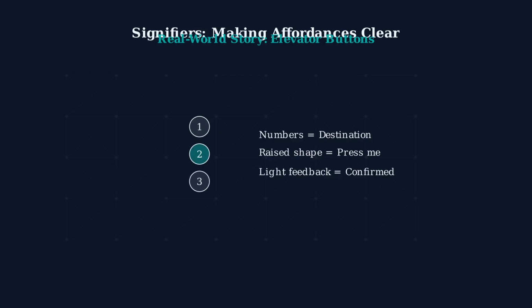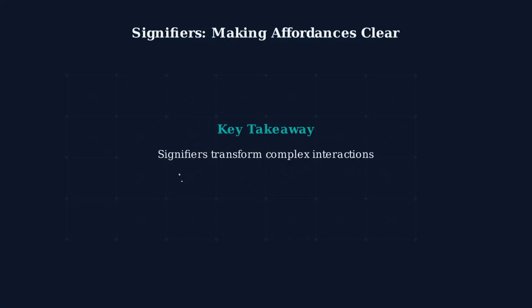Consider a real-world example: elevator buttons. The numbers clearly signify which floor you'll reach, while the raised design suggests pressing. The light that appears when pressed provides immediate feedback, confirming your action was registered. Effective signifiers bridge the gap between what users want to do and how they can do it. They transform complex interfaces into intuitive experiences, making technology feel natural and accessible to everyone.